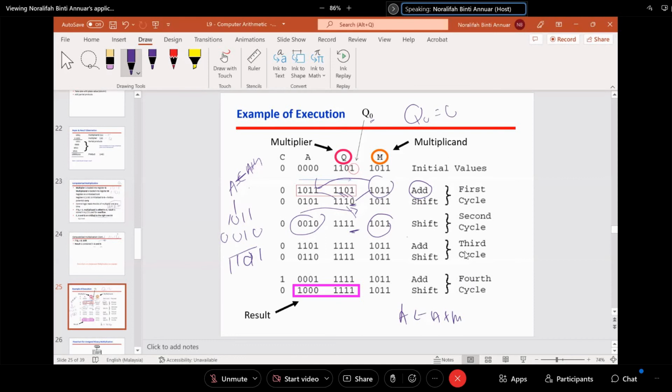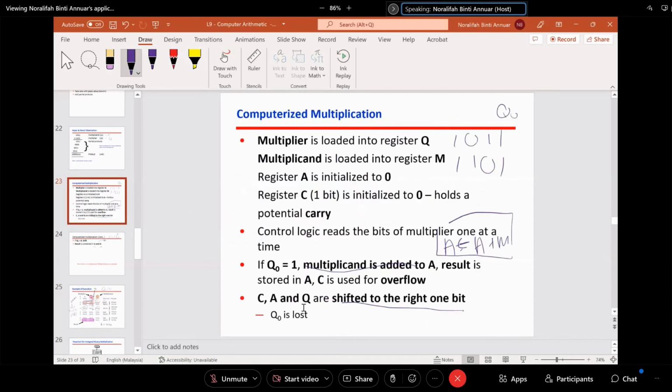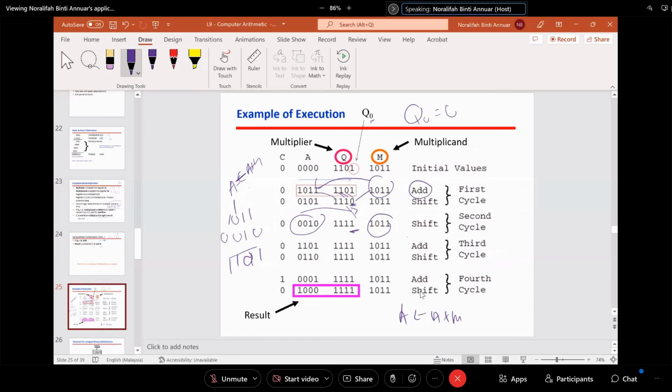In the third cycle, if Q0 is equal to 1, you do the adding operation, then the next step is to shift. The result is added to A, and A and Q are shifted to the right. The multiplicand M does not shift. So everything shifts to the right, and you get this one. Okay, after the shift, what next?